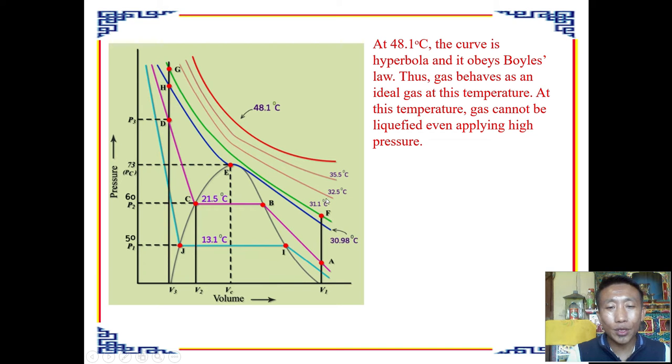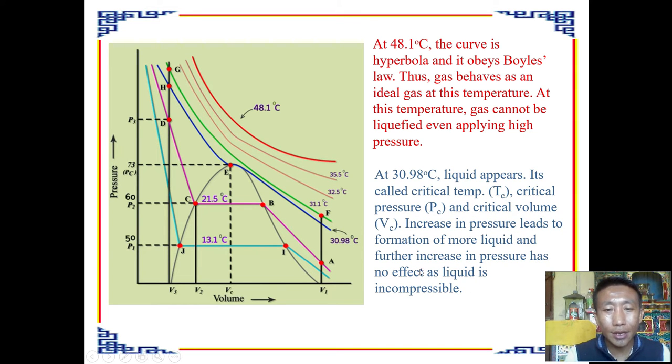As he decreased the temperature, he saw these lines deviating from the ideal gas behavior. At around 30.98 degrees Celsius, he noticed that at one point liquid starts appearing. This temperature, 30.98, is called the critical temperature, where the liquid starts forming. When liquid starts forming at a particular pressure, which in this graph is 73 atmospheric pressure, this is called the critical pressure at a certain volume, which is called the critical volume. From here, if we increase the pressure, there is still no compressing of the liquid, because the liquid is now incompressible.